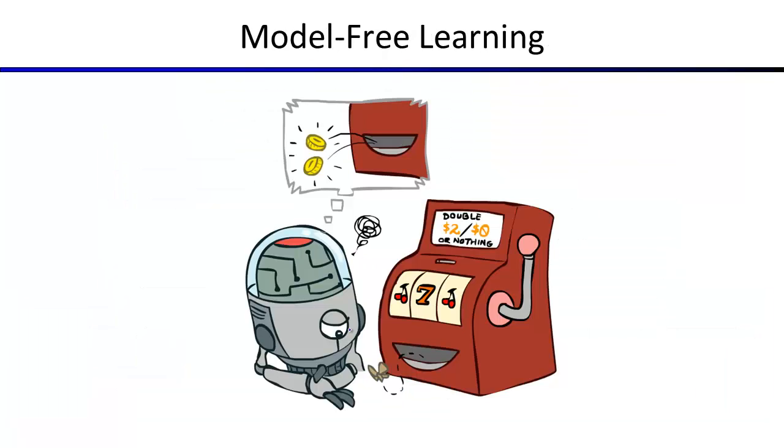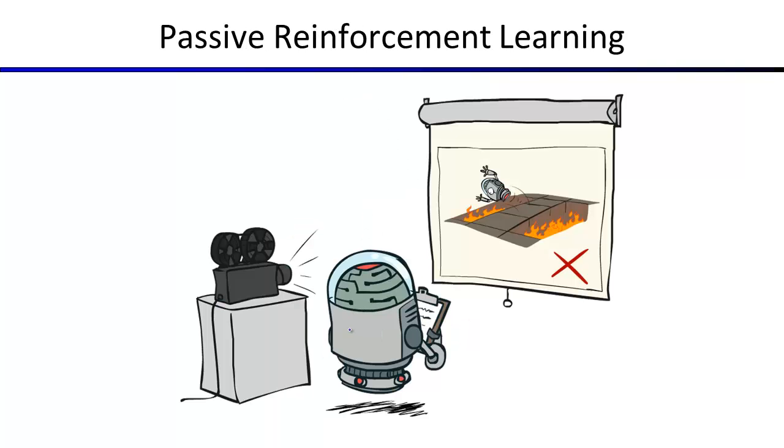Okay, so let's talk about model-free learning. In model-free learning, we're going to directly try to estimate whatever it is we care about. So if we care about a value, we're going to try to directly average the sum of returns, rather than trying to learn transitions and rewards and running value iteration. First, we're going to talk about a simple case, something called passive reinforcement learning.